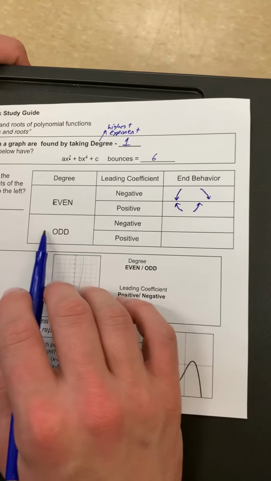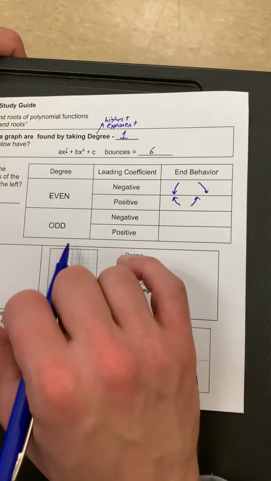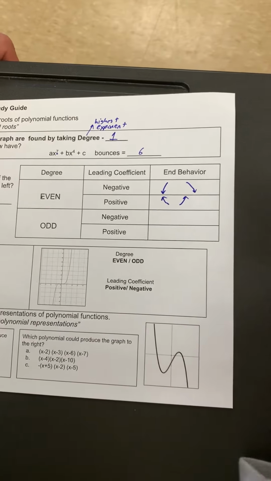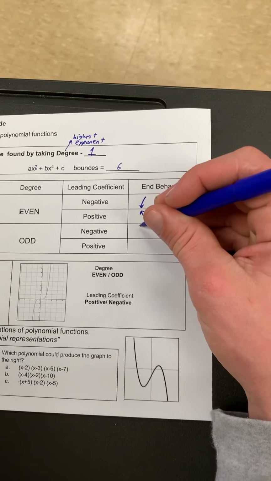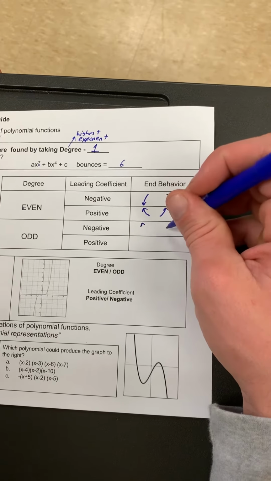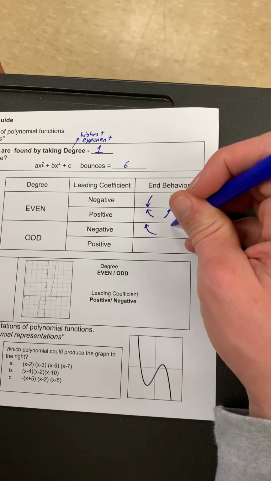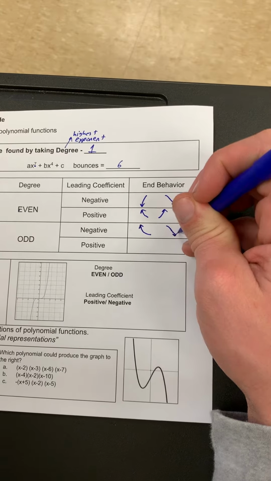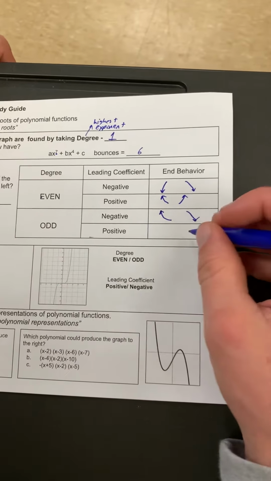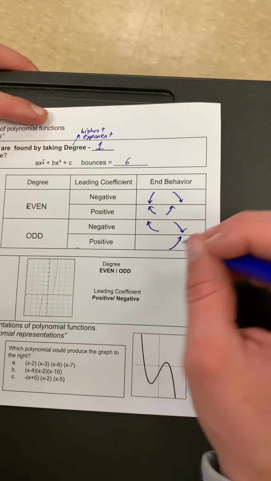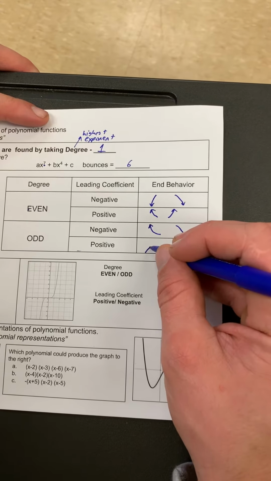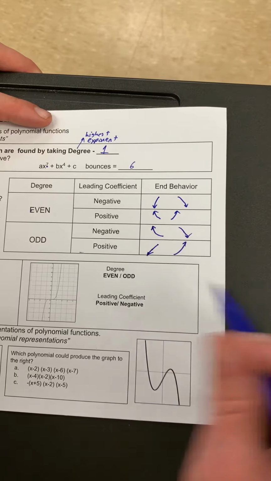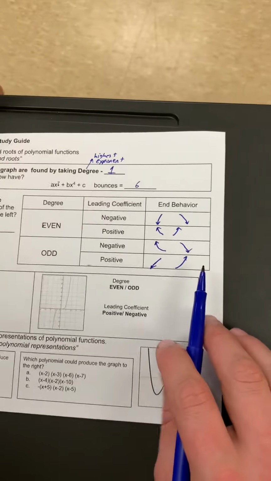Now, when it's odd, that's when we get the yin-yang looking graphs where one's going down, one's going up. So when it's negative, it'll finish down, so it'll start up. So it'll go like that, and then it'll finish going down. And then when it's positive, it'll finish going up, which means it starts like that. So make sure you fill out that chart and keep referring back to it.